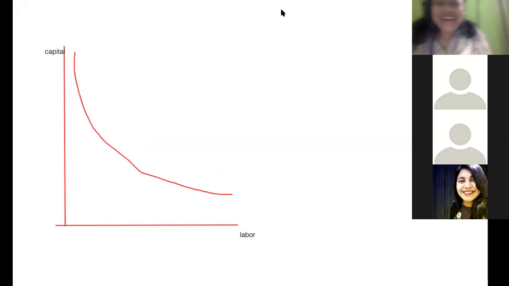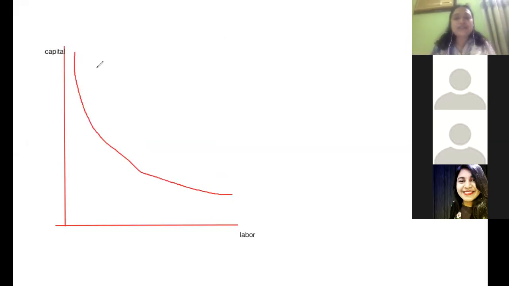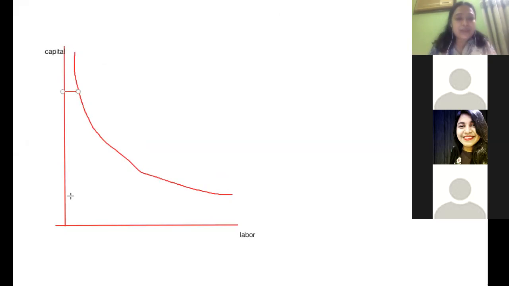All right. Okay, so this is an isoquant. What does it mean? It means that you can employ this amount of labor and this amount of capital, or you can use this amount of labor and this amount of capital.